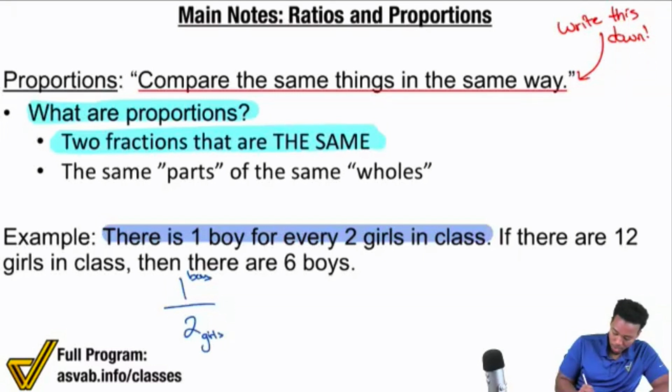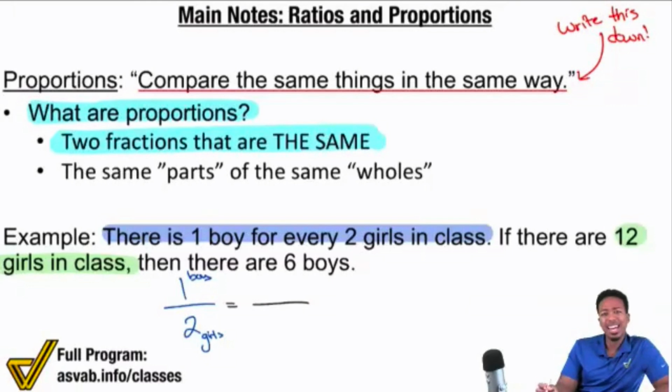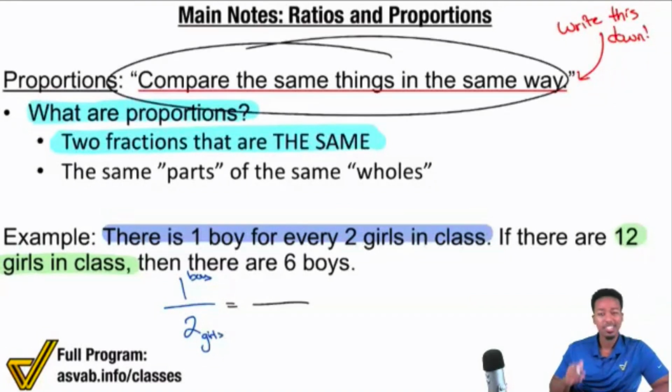Now, if we go ahead and set this equal to the other side, here's what this will look like. There are 12 girls in class. All right, everybody, if we just saw 12 girls here, are we putting that in the numerator or denominator? Yeah, we're going to put it on the bottom. That's right. We're going to be placing it in the denominator because remember, proportions compare the same things in the same way.